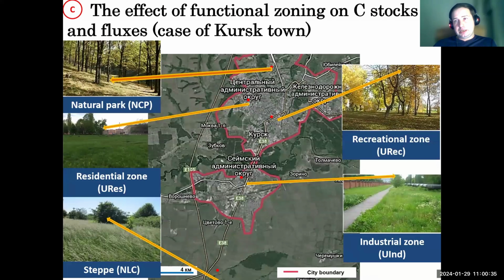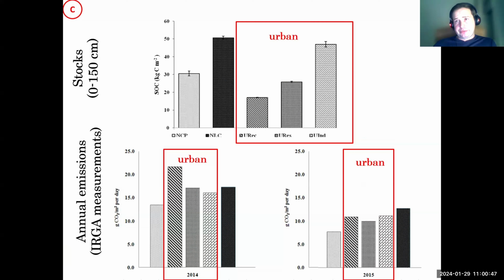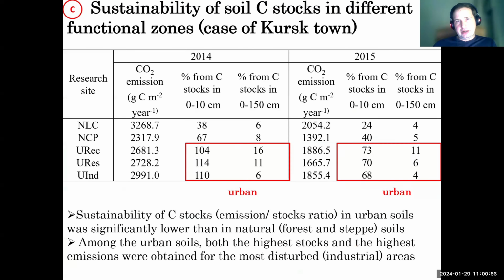Another scale of analysis is when we try to compare how stocks and fluxes are different between the functional zones, for example, between the park and the residential area. That was done for central Russia, for the steppe conditions, and we also observed it for several years. And we showed that the ratio between emissions and stocks, the same parameter we analyzed for the constructed technosols, was also very different.